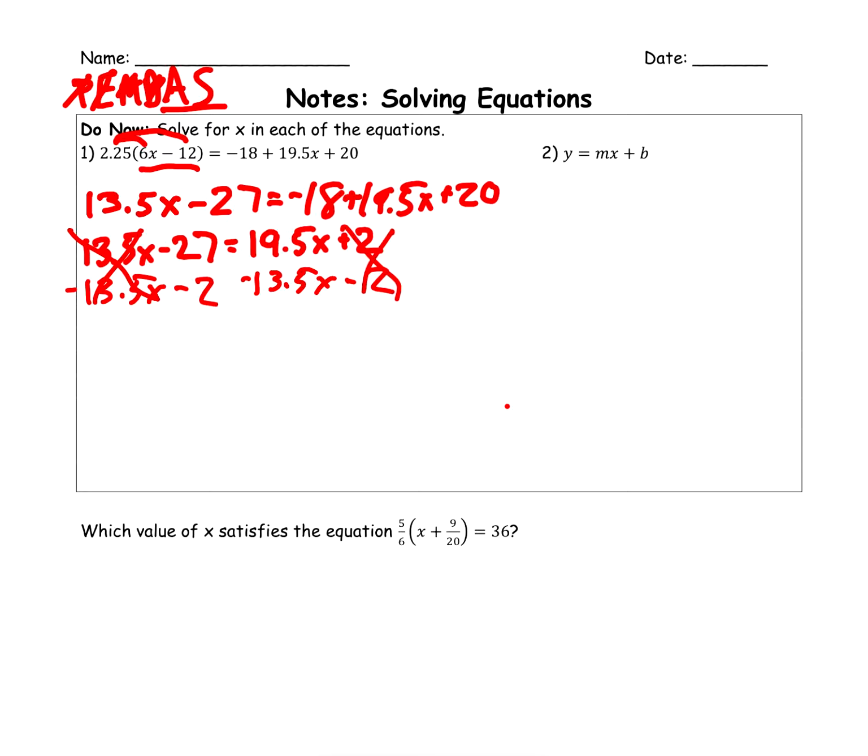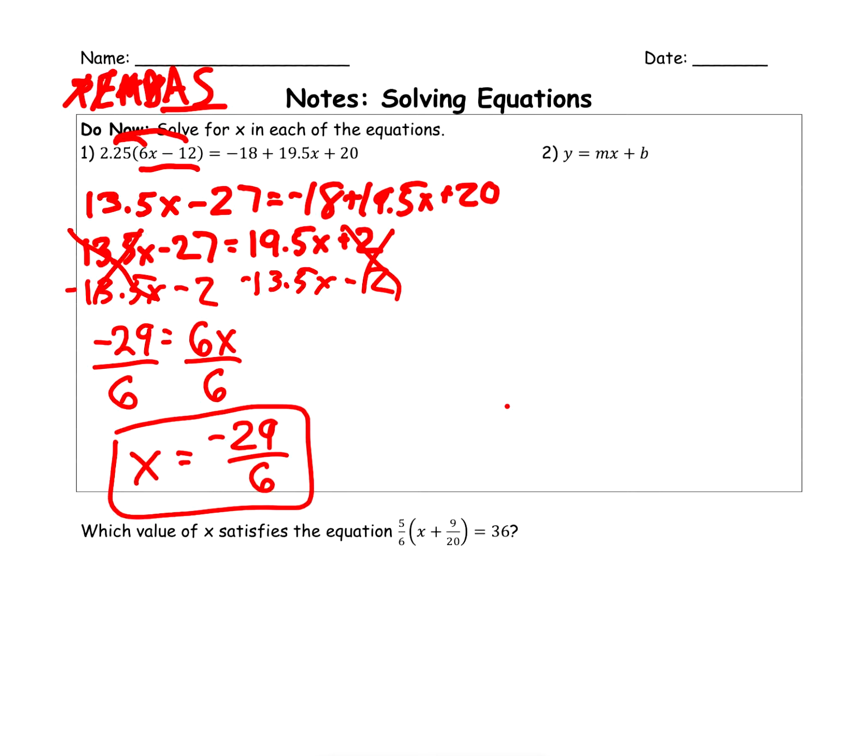That cancels out there, so we're left with negative 29 equals 6x. And now solve for x. We divide by 6 on both sides. Divide by 6. Divide by 6. You will get x equals negative 29 over 6. And you can always plug that in to check your answer.